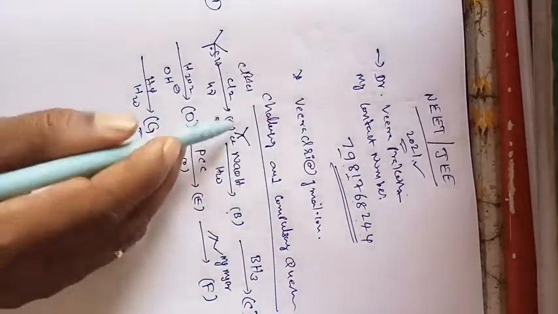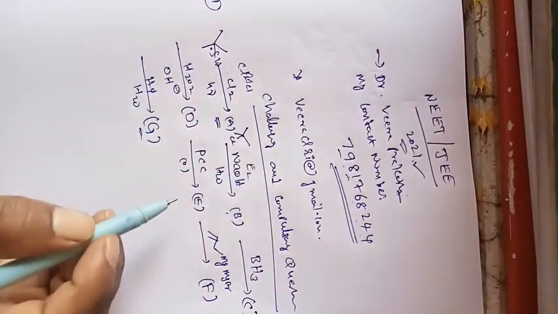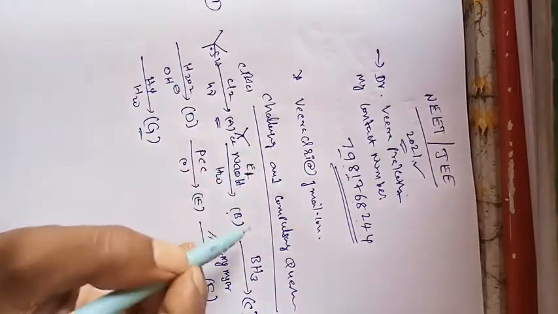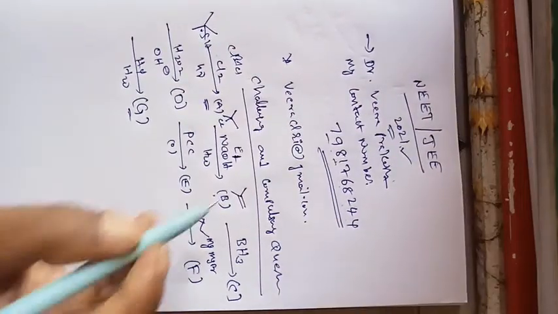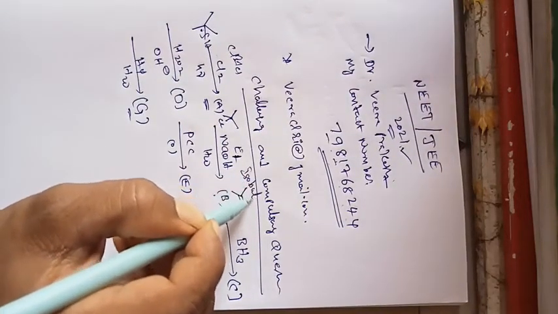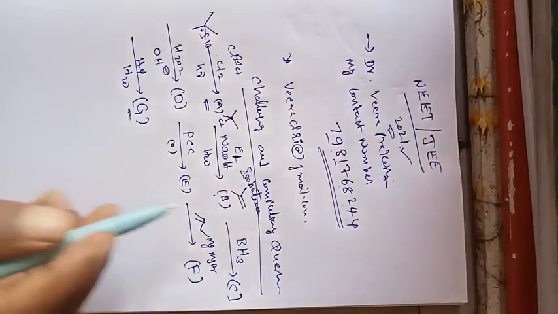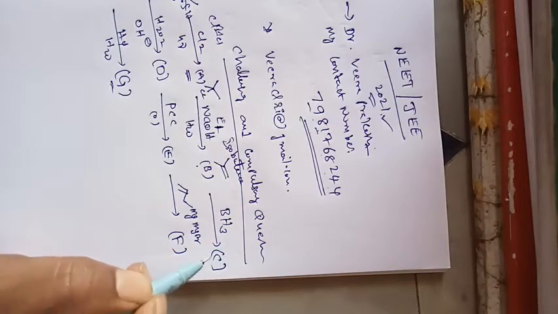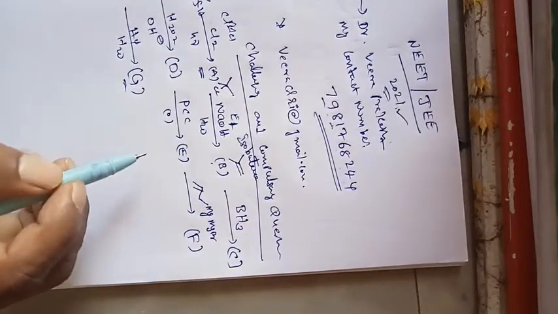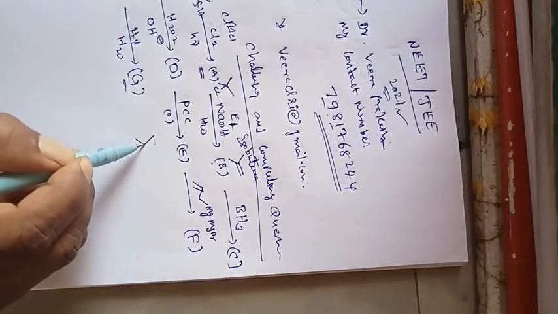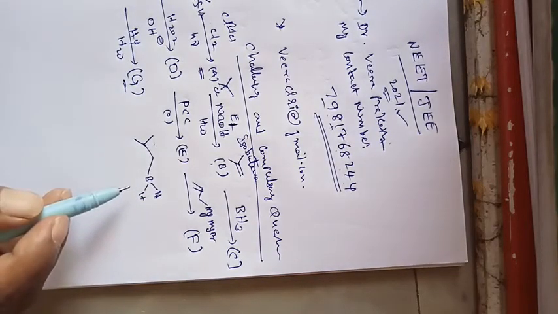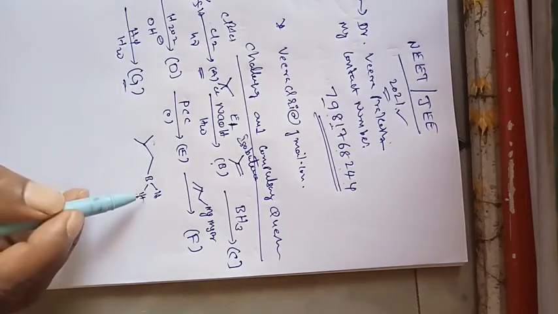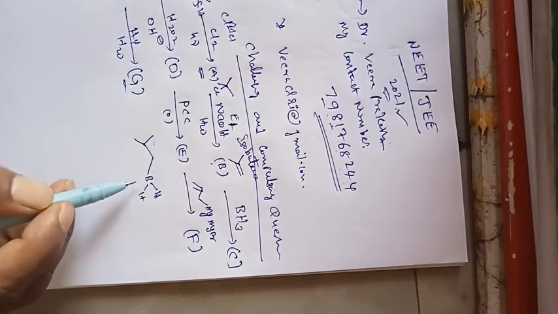And what is B? B is the elimination product, E2 elimination, so isobutene is the product. Now isobutene reacting in a hydroboration reaction, what will form? Here I can write CH2 and BH2, so alkyl borane. So this isobutyl borane is compound C.